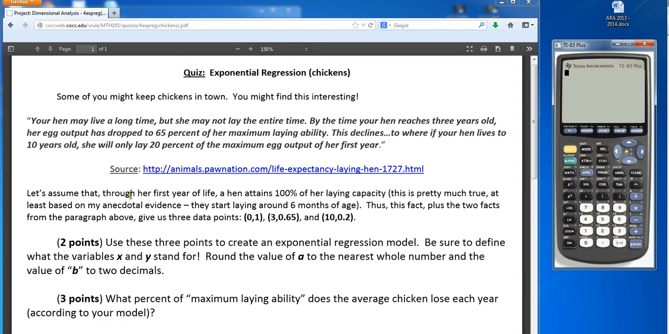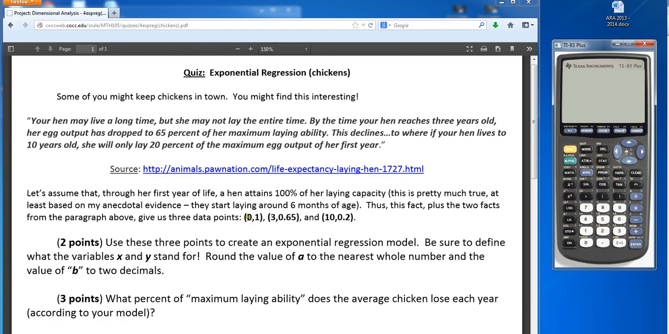So anyway, interesting things about chickens. Some of you might keep chickens and you understand this kind of stuff, but pretty much the older they get, the less they lay. So what I want to do is model that. Since they gave me the results in percentages, they say by the time your hen reaches 3, her egg output has dropped to 65% of her maximum laying ability.